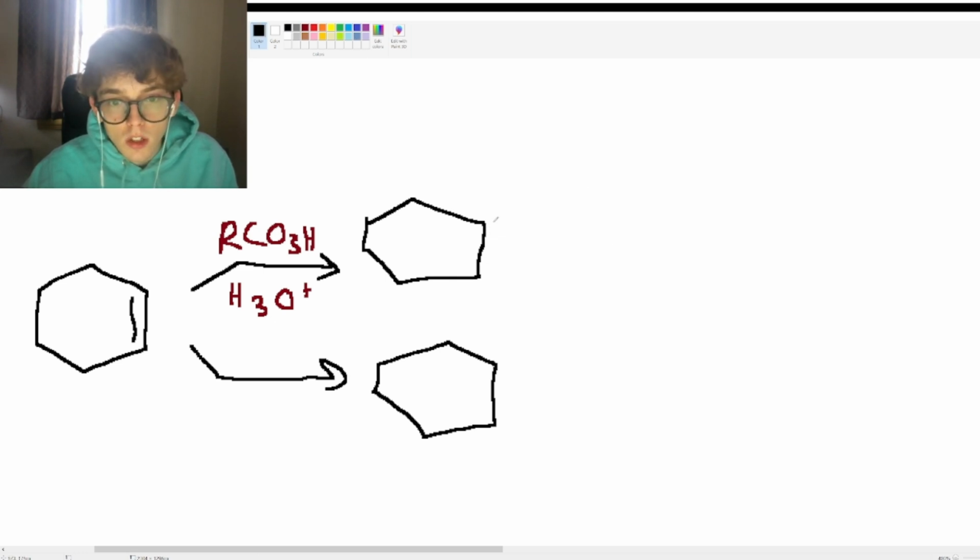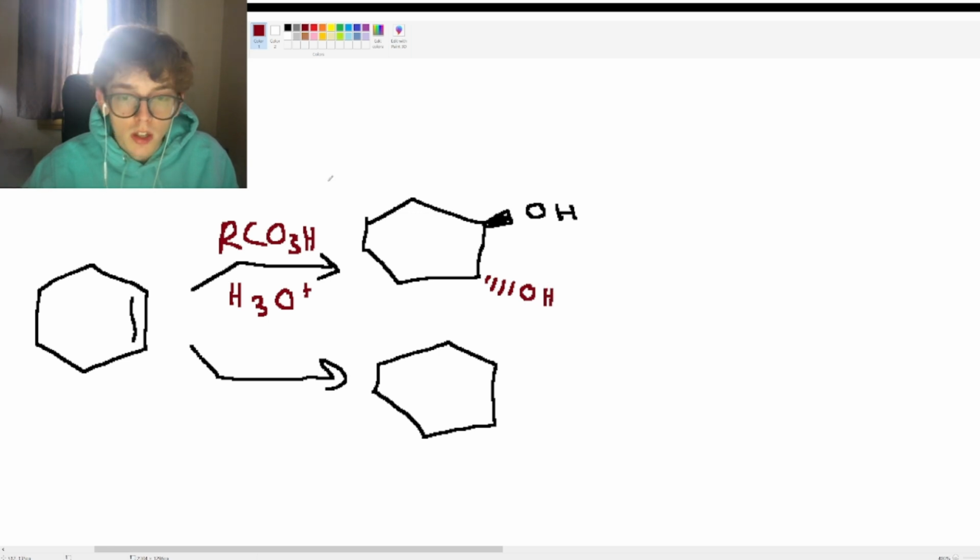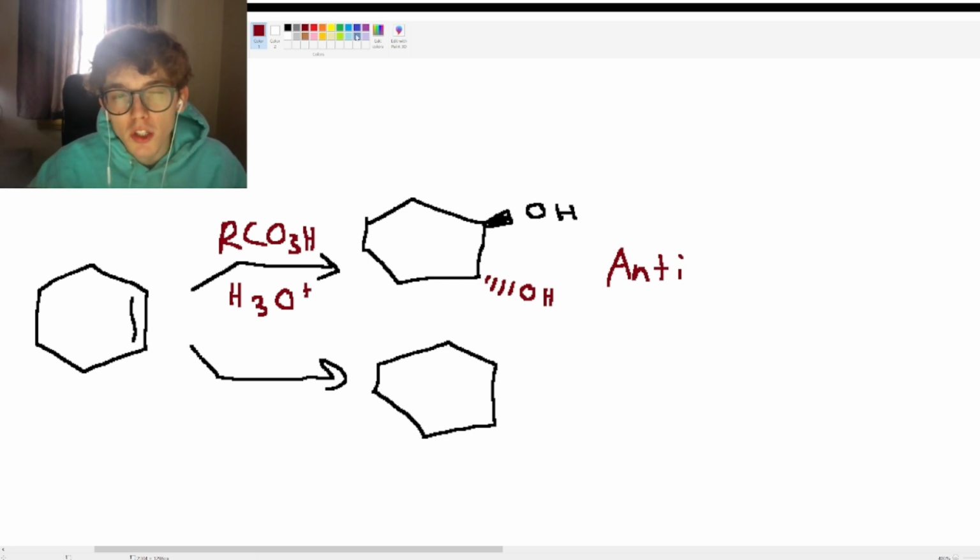So let me draw that. We'll get an OH on the wedge, made from those initial 2 steps. And then we have water, it will come in as water. It will become deprotonated to give us OH. So that is anti. That's an anti way to make a diol with the OH groups 1 carbon away from each other.